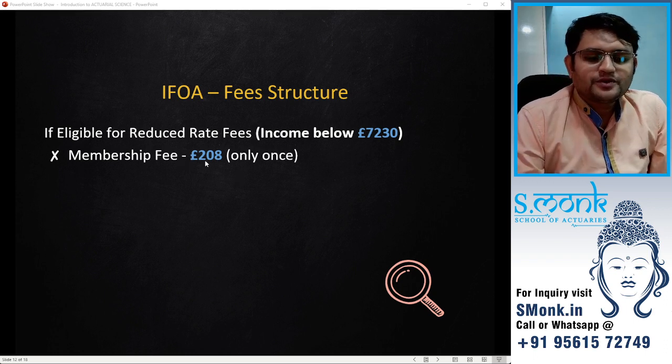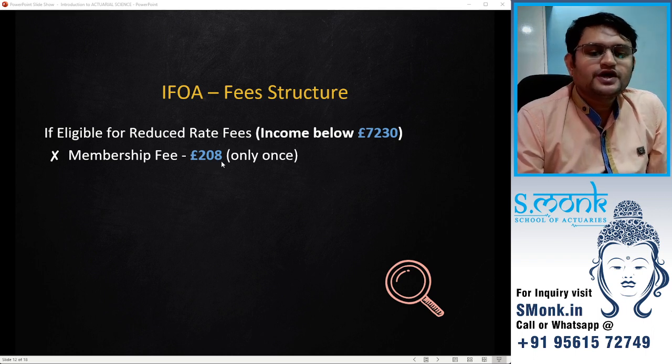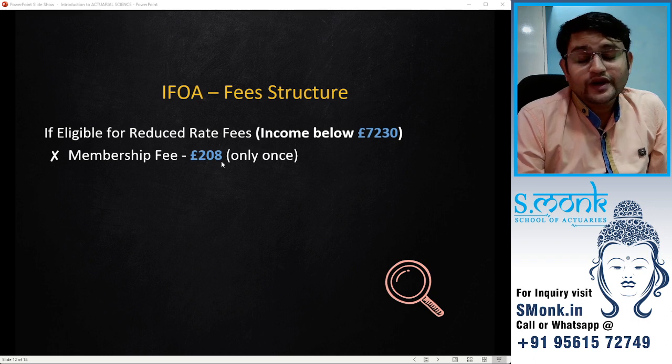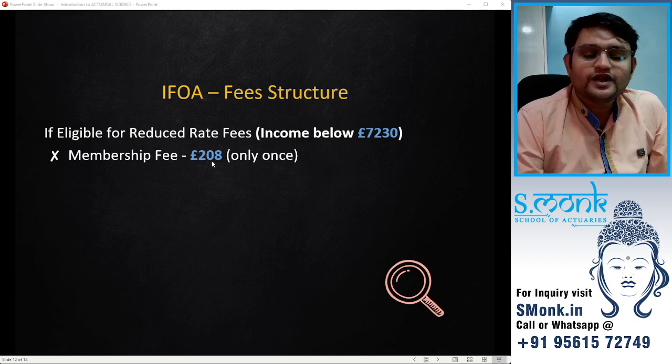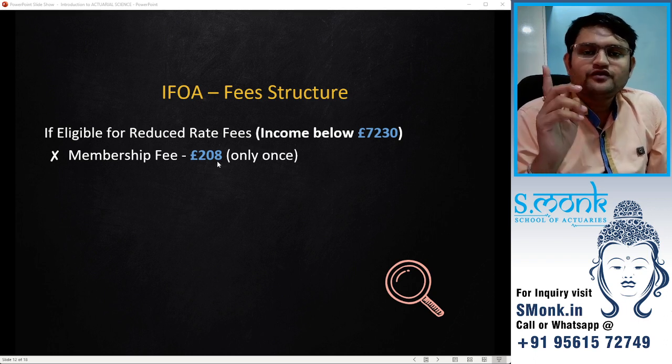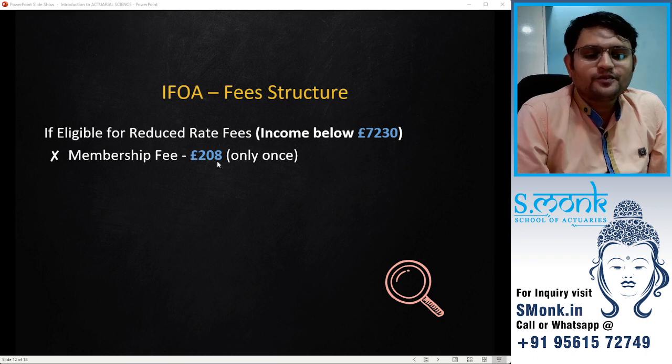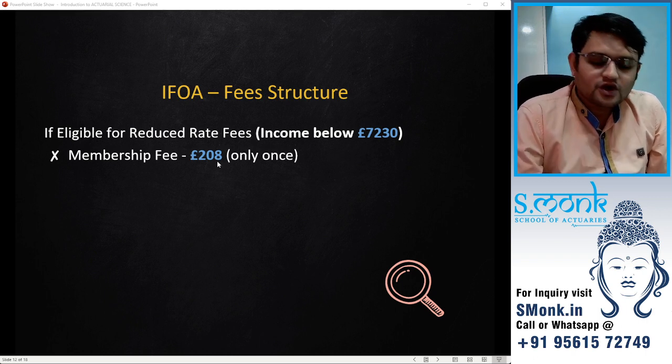Okay, so membership fees 2008 pounds. It would be almost, or actually more than 20,000, about 21,000 rupees. This you have to pay once. When you register for membership, you would have to pay this once.